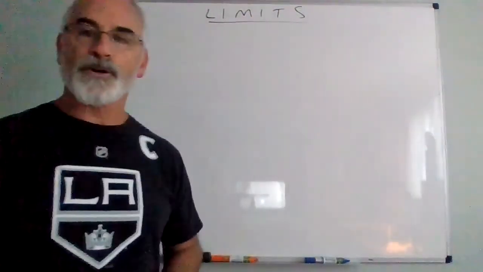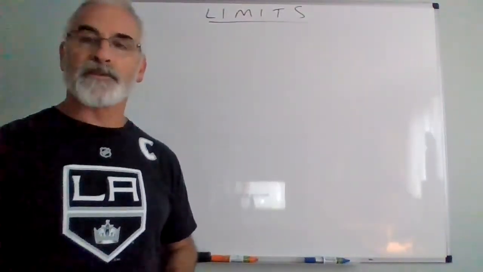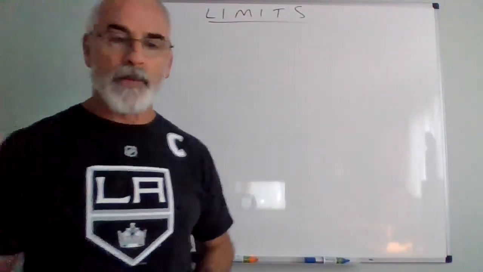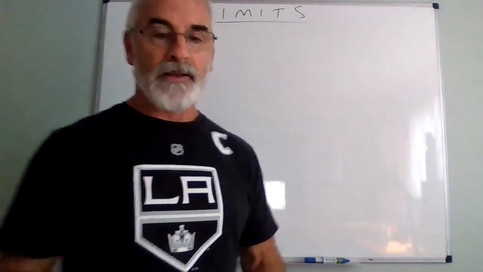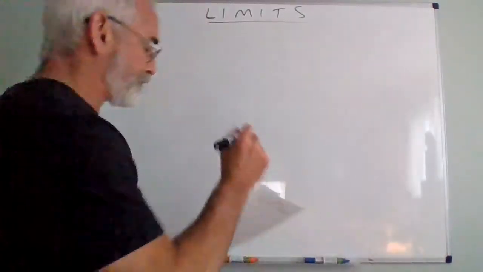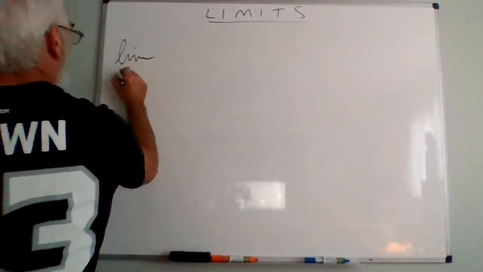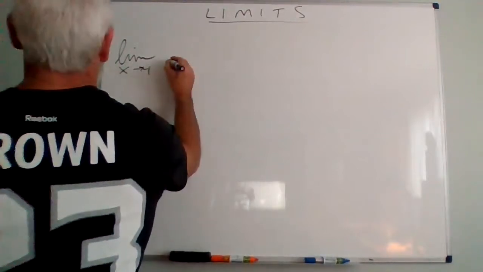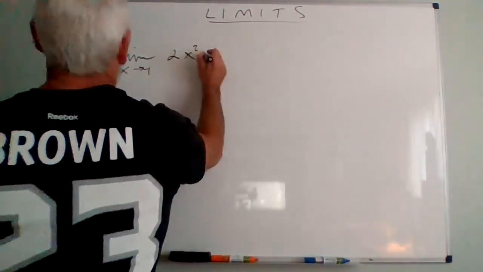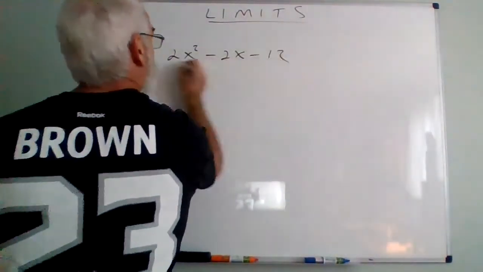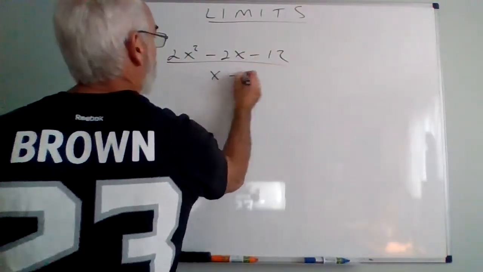I posted a limits worksheet on Canvas, and now I want to go over the solutions on how to find each one because they're very similar in nature. Now, the first problem we want to look at is the limit as x goes to 4 of 2x squared minus 2x minus 12 over x minus 3.